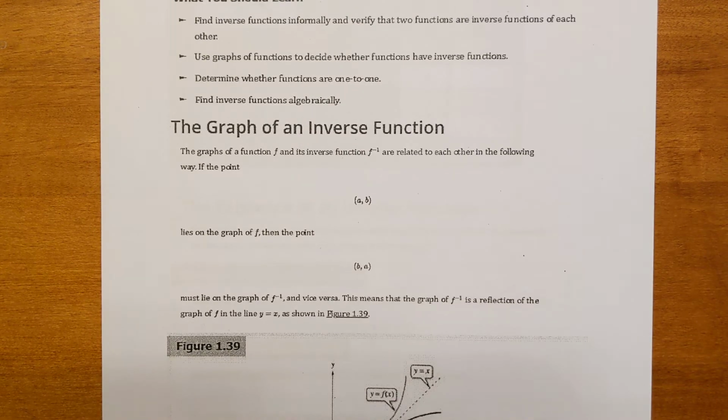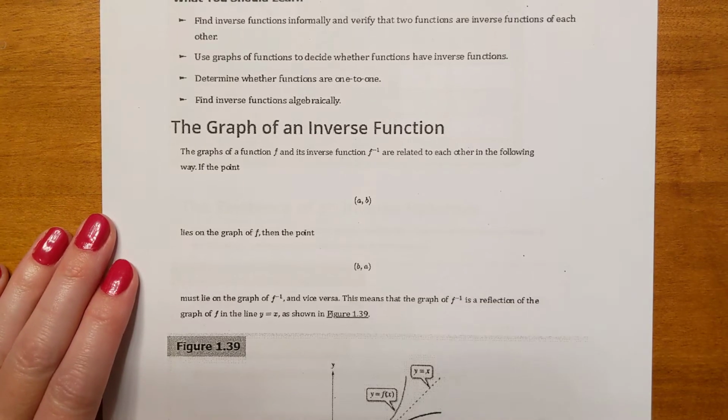Okay, the graph of an inverse function. The graphs of a function f and its inverse function f inverse are related to each other in the following way. If the point (a, b) lies on the graph of f, then the point (b, a) must lie on the graph of f inverse, and vice versa. This means that the graph of f inverse is a reflection of the graph of f in the line y equals x, as shown in figure 1.39.